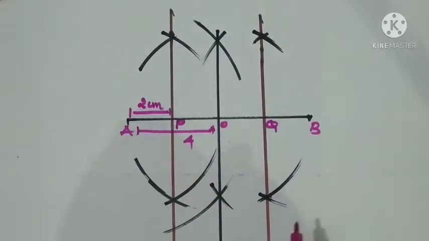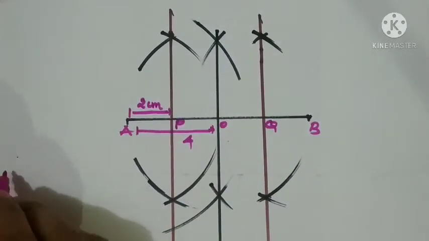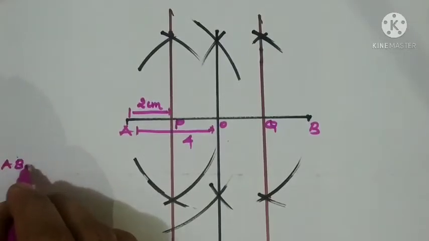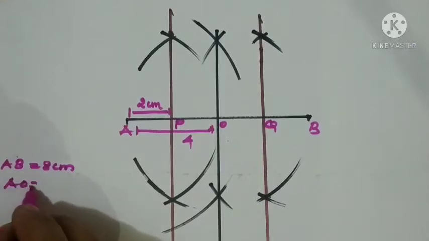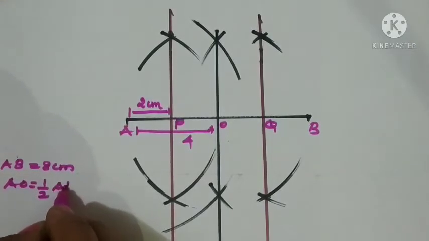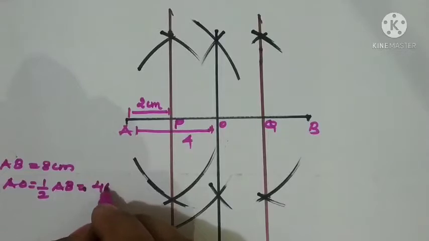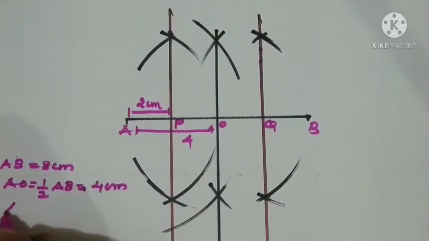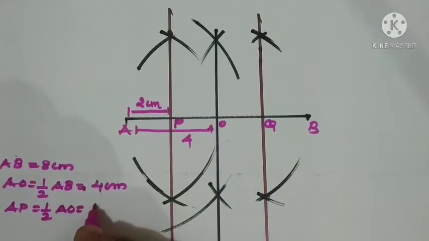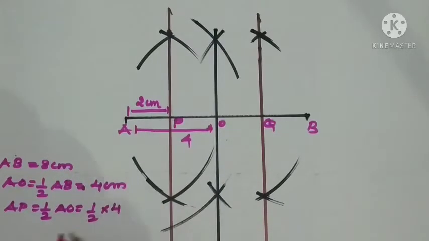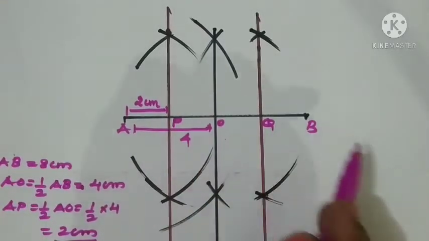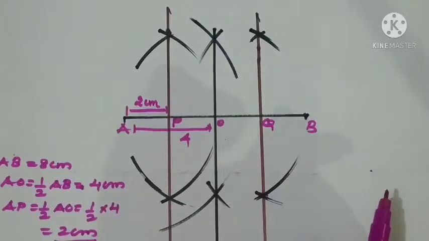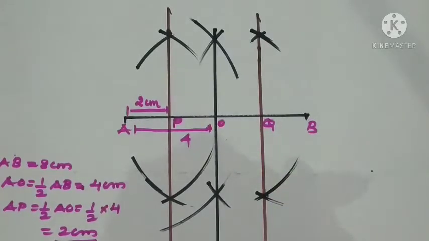So draw the perpendicular bisectors only, and we should write here AB equal to 8 centimeter and AO equal to 1/2 of AB because it's a perpendicular bisector. So it is 4 centimeter. Again AP equals half of AO, that means 1/2 into 4, that is equal to 2 centimeter. So each section is divided into 2 centimeter equal parts. Totally AB is 8 centimeter only.